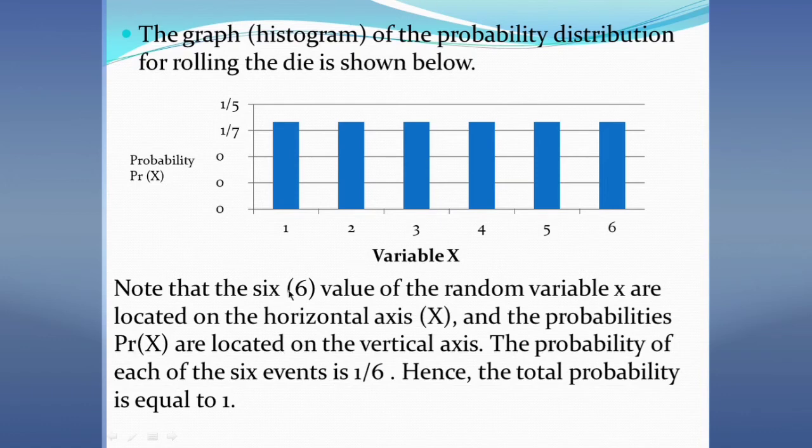Note that the 6 values of the random variable x are located on the horizontal axis. Okay, so ayan, so x. And the probabilities of x are located on the vertical axis. So, the probability of each of the 6 events is 1 over 6. So, hence, the total probability is equal to 1. Bakit? Kasi pag in-add po natin sila lahat, it is equal to 1.